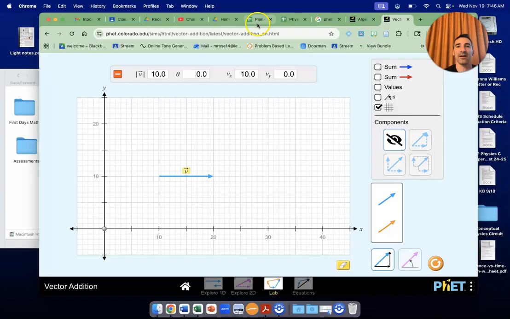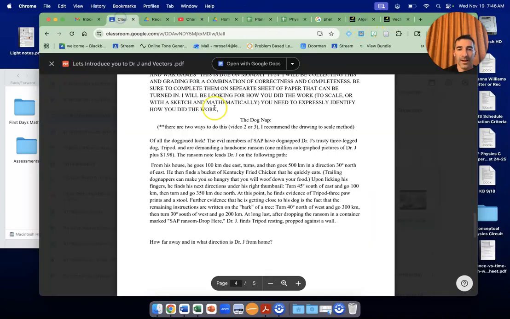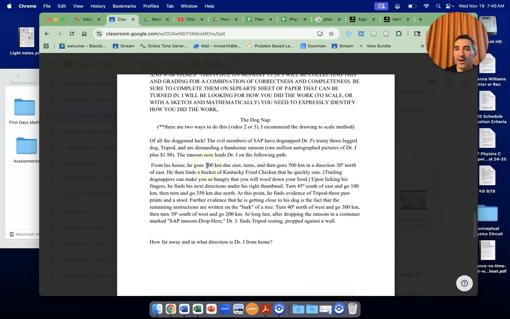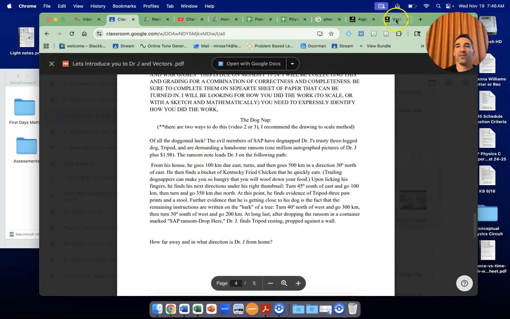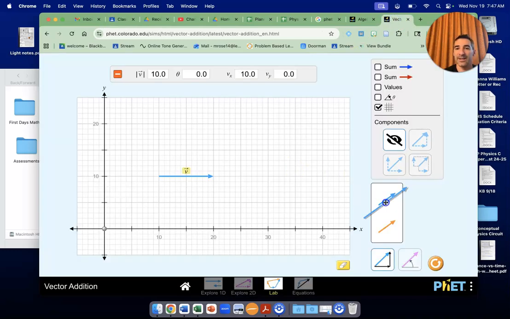Then the next set of directions were, I then go 500 kilometers, an angle of 30 degrees, 30 degrees north of east. So I go back, I take that same one. I have to go north of east, so I'm going that direction. So if this was my compass going up and down and left and right, it would be right here, right at that 20 line. And I would need 30 degrees.